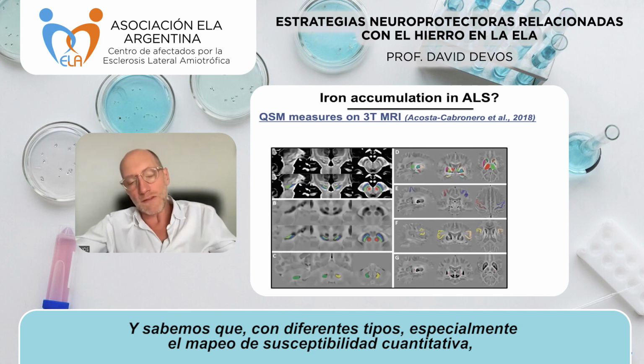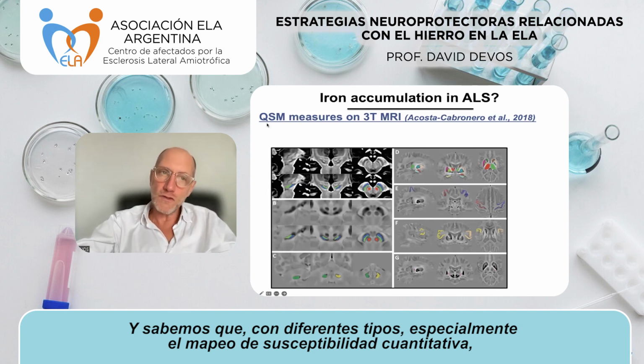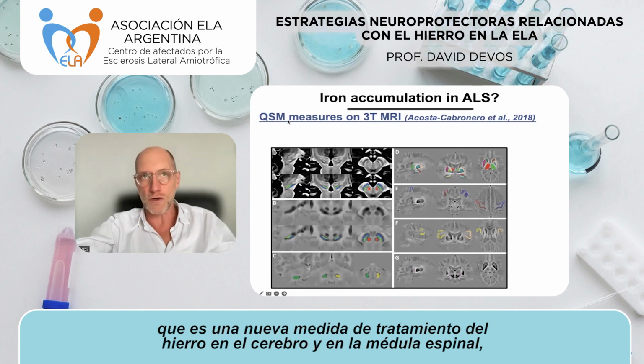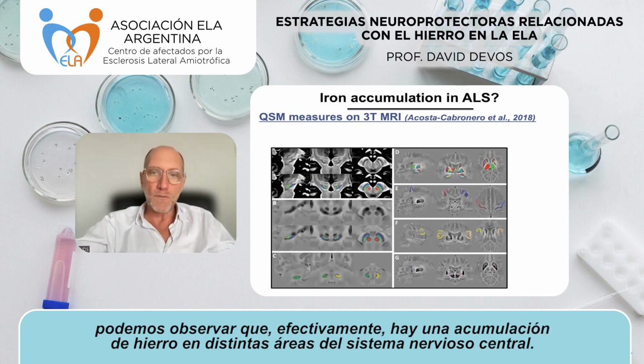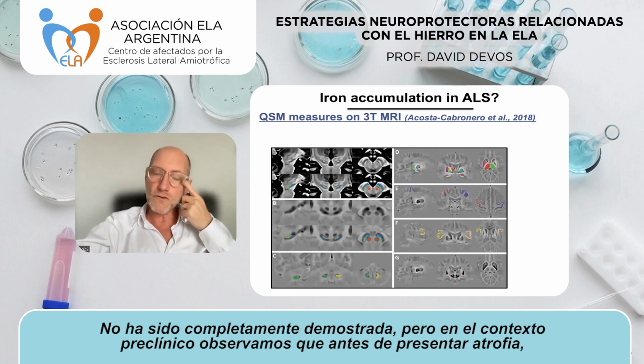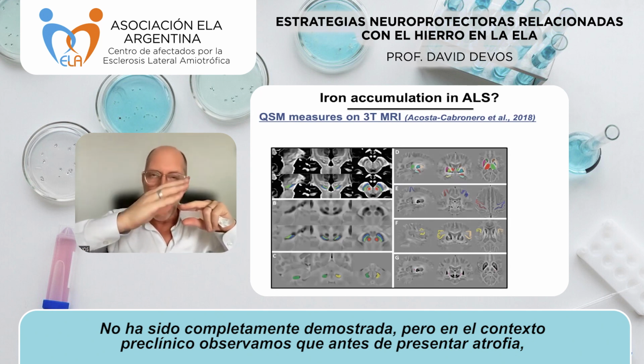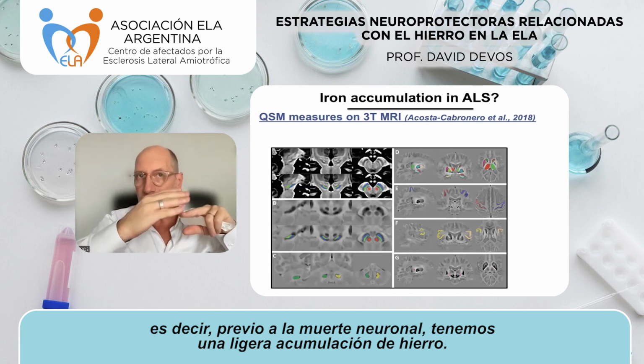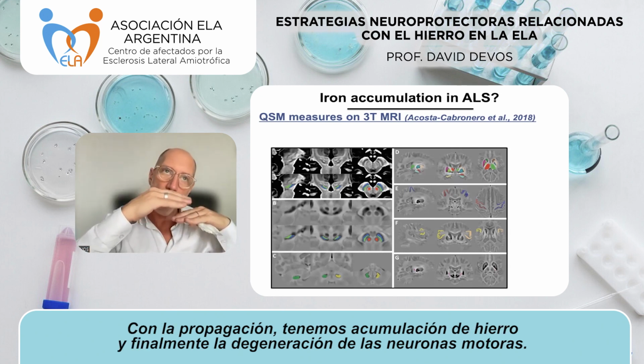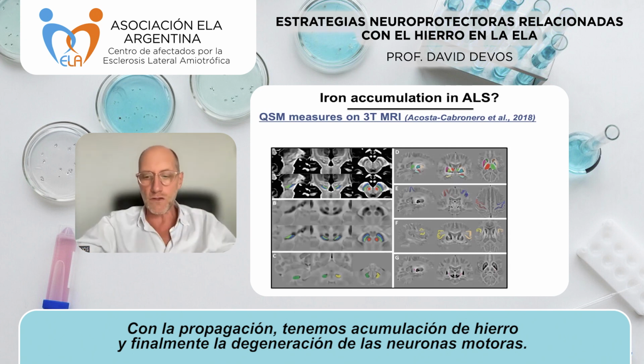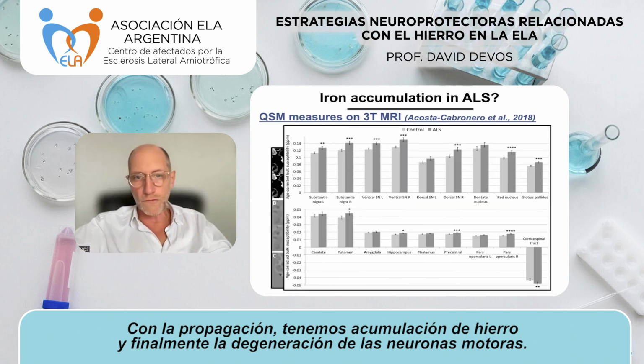And we know that with different types, notably the quantitative susceptibility measure, which is a new post-treatment measure of iron in the brain and in the spinal cord, we can observe that indeed there's an iron accumulation in different areas of the central nervous system. It has not been fully demonstrated, but in the preclinical setting, we observe that before having atrophy, so before the neuronal death, we have a slight iron accumulation. And with the propagation, you have iron accumulation and then degeneration of the motor neurons.